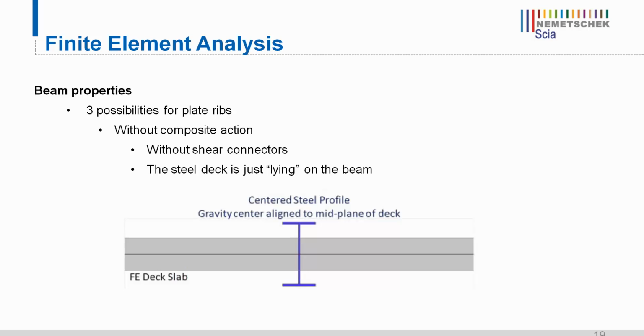Now, if everything according to the plate has been set in the plate properties, the beam properties also have to be chosen to have a correct calculation of the composite analysis model. In the context of composite structures, there are currently three possible types of behavior of plate ribs in Scia Engineer. The first one is without composite action. This is meant for beams that are connected to the deck without shear connectors, so the deck is just lying on the beam. There's actually no composite action in that setup. This is modelized by a plate rib without eccentricity.